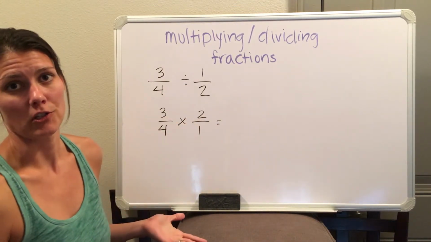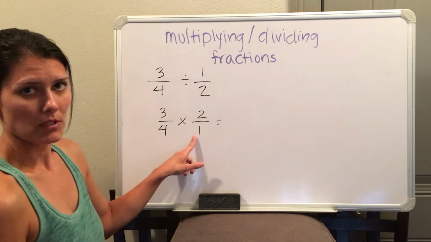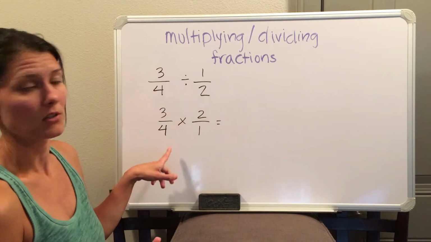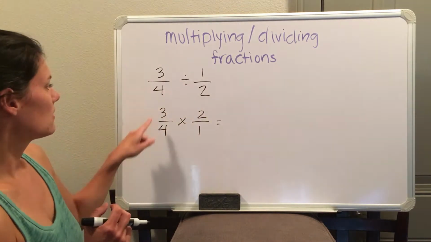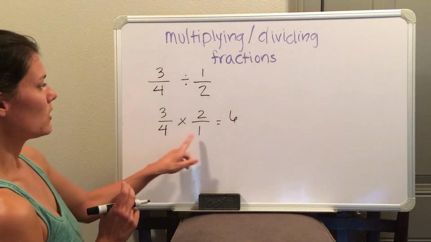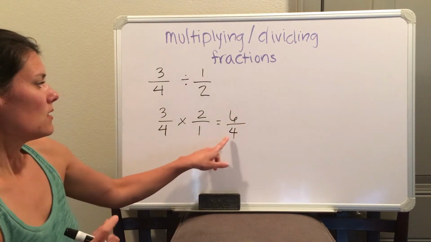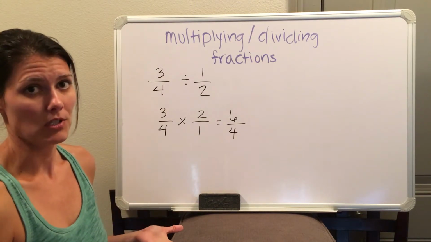And then you will use your strategies for multiplying. Both of my fractions cannot be reduced, and there are no common numbers in the numerator and denominator, so these fractions stay as they are. I am ready to multiply across. 3 times 2 is 6, and 4 times 1 is 4. Now you still want to check your last fraction to see if it could also be reduced at the end.